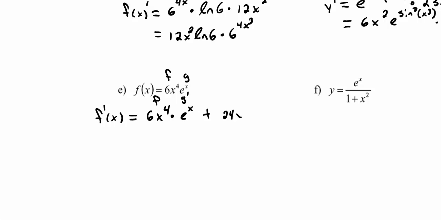which would be 24x to the power of 3, and then g. So e to the x again. So this was my f prime, and that was my g. Now it looks like I could factor some things out of this. So looks like I can factor out an e to the power of x, and then 6x to the 3. So 6x to the 3, and then what I'd be left with would be x plus 4.